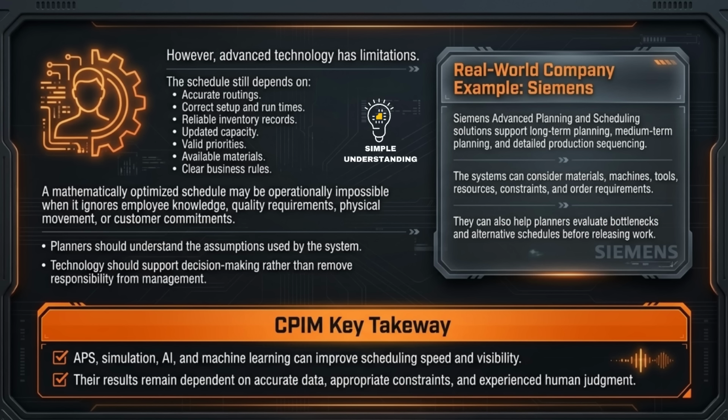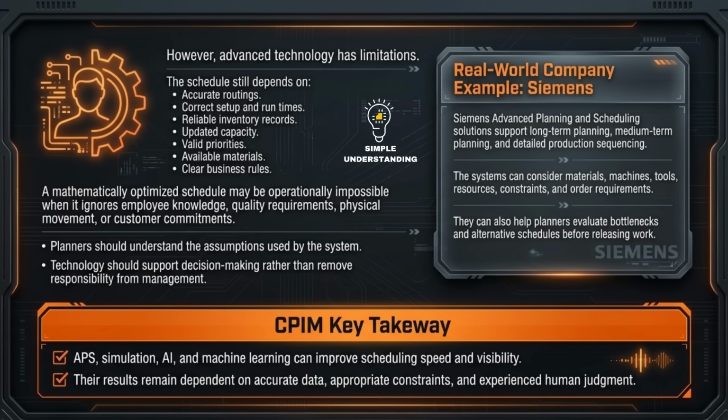Real-world company example, Siemens. Siemens' advanced planning and scheduling solutions support long-term planning, medium-term planning, and detailed production sequencing. The systems can consider materials, machines, tools, resources, constraints, and order requirements. They can also help planners evaluate bottlenecks and alternative schedules before releasing work.